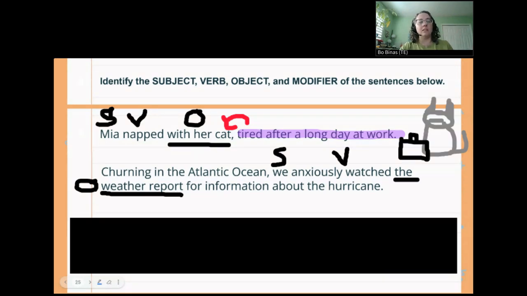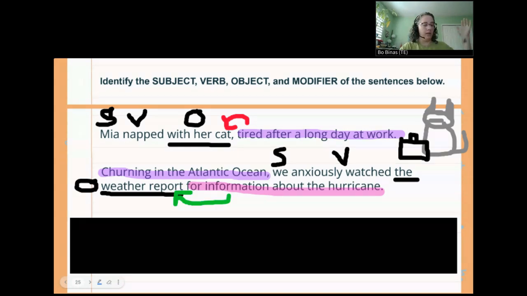Okay, so now we got lots of information that is not part of the subject, verb, object. So let's highlight those. We got churning in the Atlantic Ocean, and we got for information about the hurricane. Okay, so let's start with the pink one, for information about the hurricane. What is that currently modifying? What's it closest to? The weather report. Okay. Is that what it should be modifying? Is that where we're getting the information about the hurricane? Yes. So that one's correct. Perfect. That modifier is in the right spot.